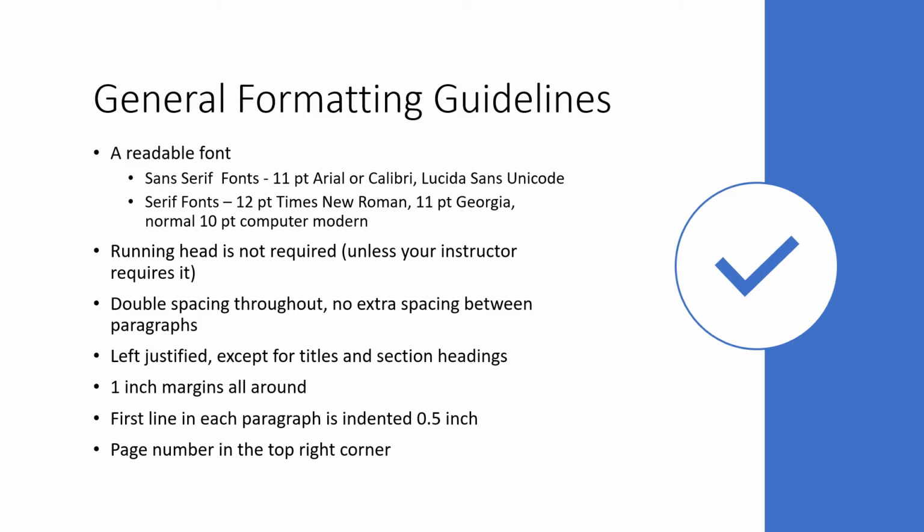These are the general formatting guidelines for APA 7th. You must use a readable font, and here is a list of some of the fonts that are recommended by the Style Manual. A running head is no longer required. However, if your instructor does require it, you will need to include it. The paper should be double-spaced throughout with no extra spacing between paragraphs. The paper should be left justified except for titles and section headings. 1-inch margins all around. The first line in each paragraph should be indented a ½ inch, and there should be a page number in the top right corner of each page.